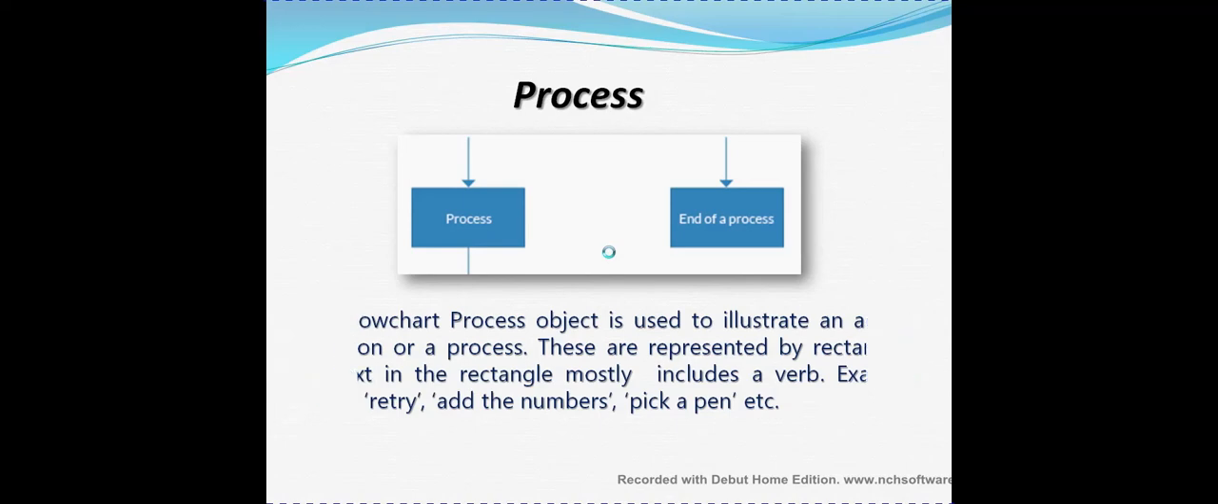Now the third symbol is the data symbol. Here you can see this is a type of parallelogram, and the definition is: the data object, often referred to as the IO shape, shows the input to and the outputs from a process. This is denoted by a parallelogram.